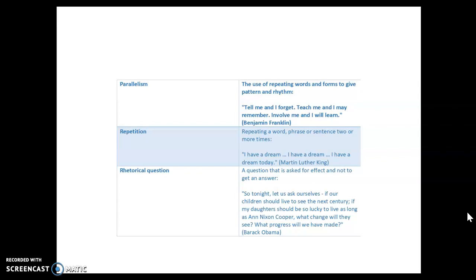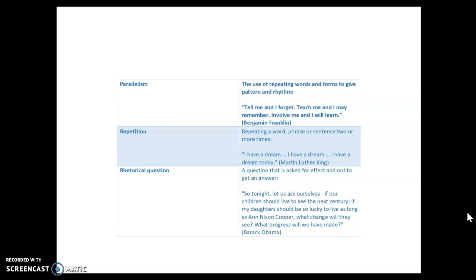I mentioned it before with repeating the first word at the start of a sentence, but it could actually also be a whole sentence. So we're repeating a word, a phrase, a sentence two or more times. Very famous speech from Martin Luther King, where he starts out a lot of sentences with, "I have a dream, I have a dream, I have a dream today."